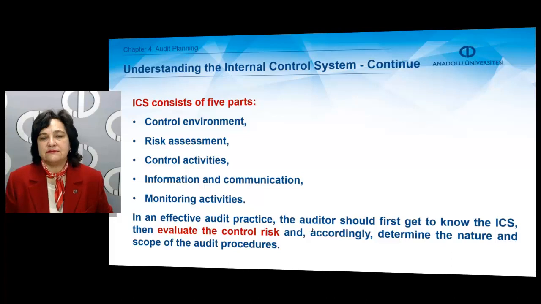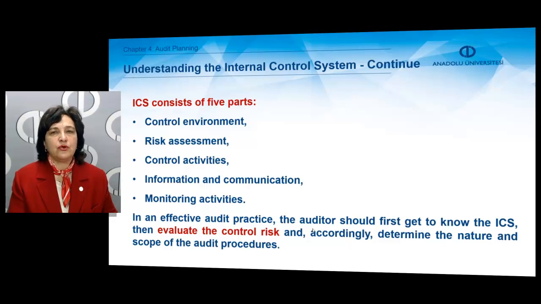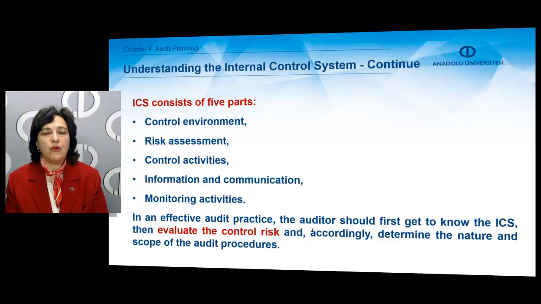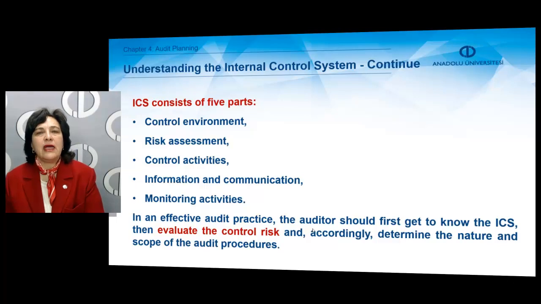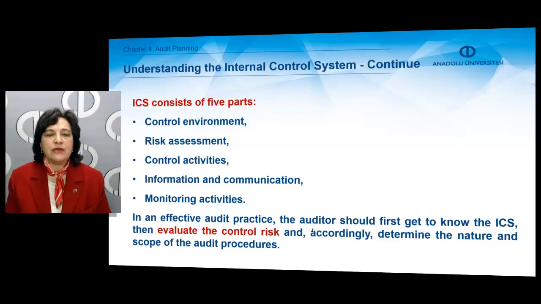In an effective audit practice, the auditor should first get to know the internal control system, then evaluate the control risk, and then accordingly determine the nature and scope of the audit procedures. So you can understand how related these are to each other. If the company has an effective internal control system, the control risk level will be low, so as an auditor I will determine the nature and scope of my audit procedures accordingly. If it's weak, which means the control risk level is really high, I will collect more evidence, which means as an auditor I'm going to extend my audit procedures for these audits.